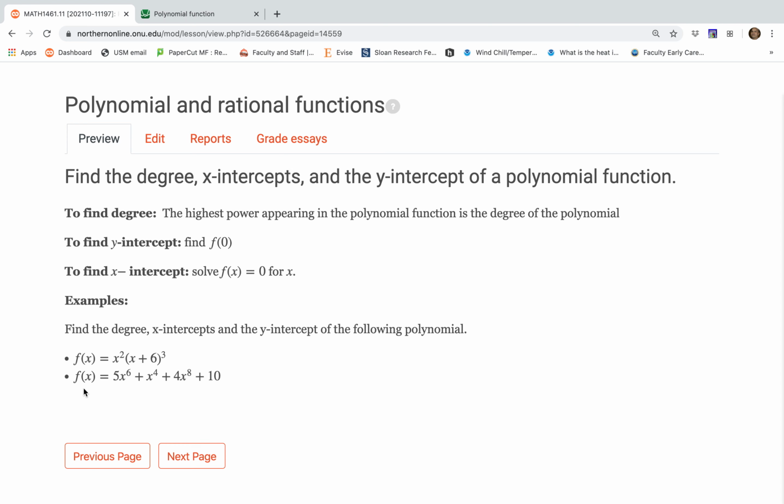Okay, so for example, when you evaluate this function at 0, what do you get? This will be 5 times 0 to the power 6 plus 0 to the power 4 plus 4 times 0 to the power 8 plus 10. So in that case, that will be just the 10, right? So that will be our y-intercept.